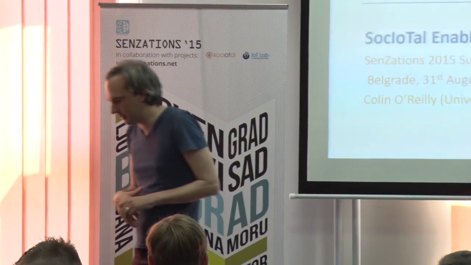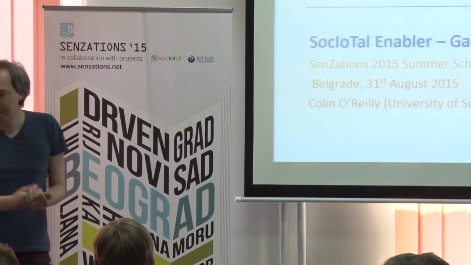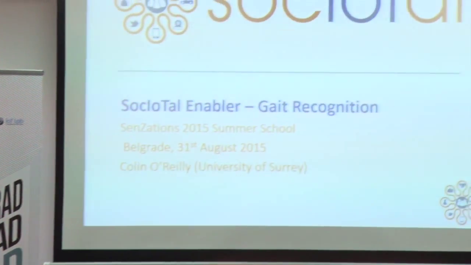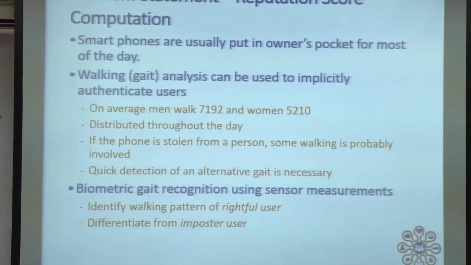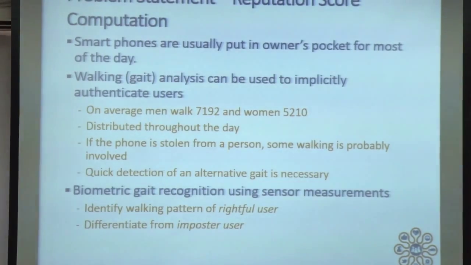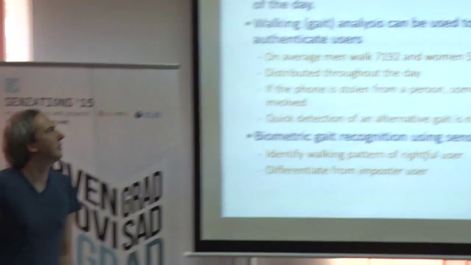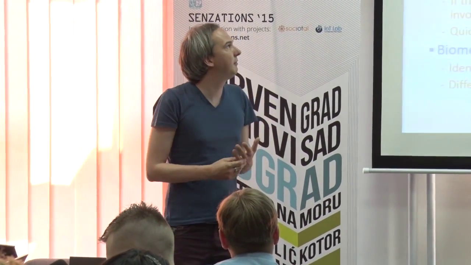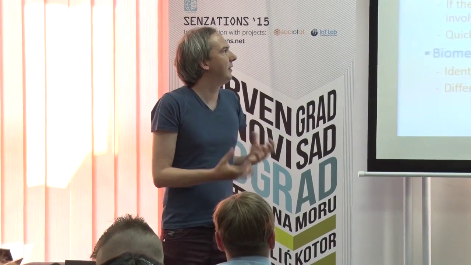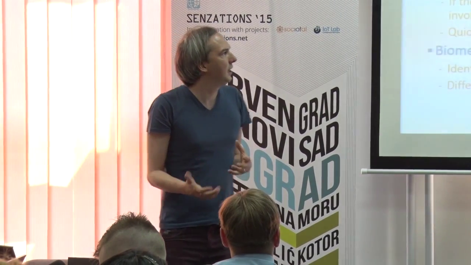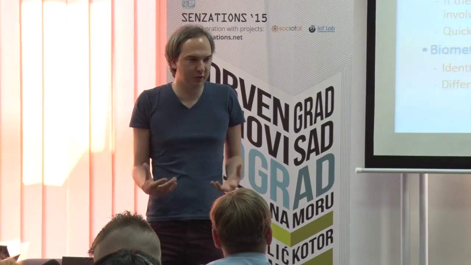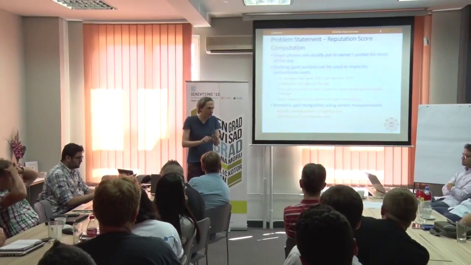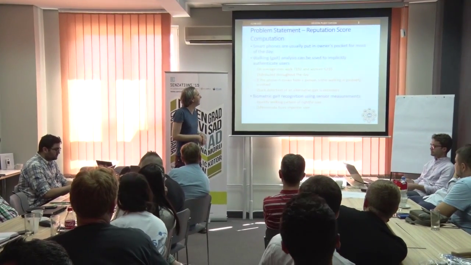About one of the enablers that we talked about earlier. So it's gait recognition, so it's detecting your walking pattern. Okay, so we're looking at a reputation score computation. Smartphones are usually put in the owner's pocket for most of the day, and walking, this is also called gait analysis, can be used to implicitly authenticate users. We were looking at an unobtrusive way to authenticate users in addition to swiping your screen or entering a password.